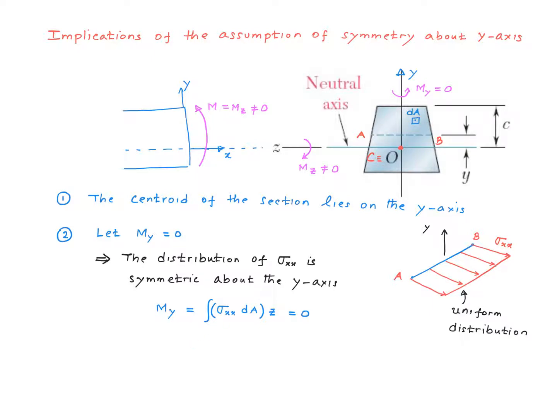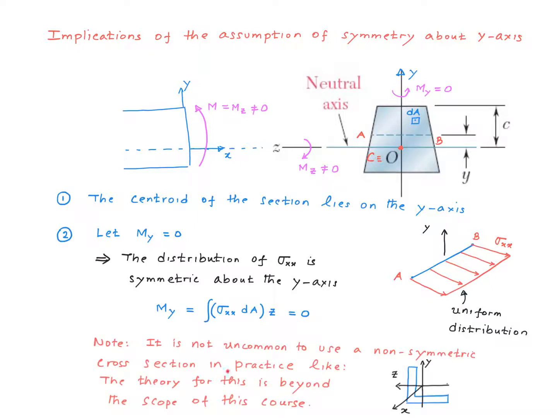This doesn't mean that this is always the case in practice. In fact, you could have a non-symmetric cross-section. The theory for this case is covered in the book in the section on unsymmetric bending, but it's beyond the scope of this course, so we will not get into this here.